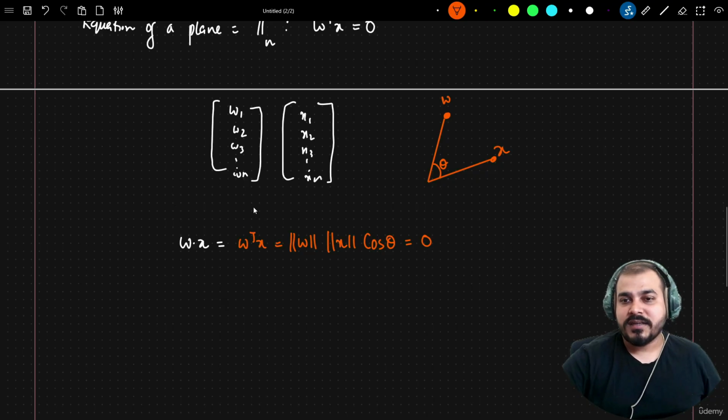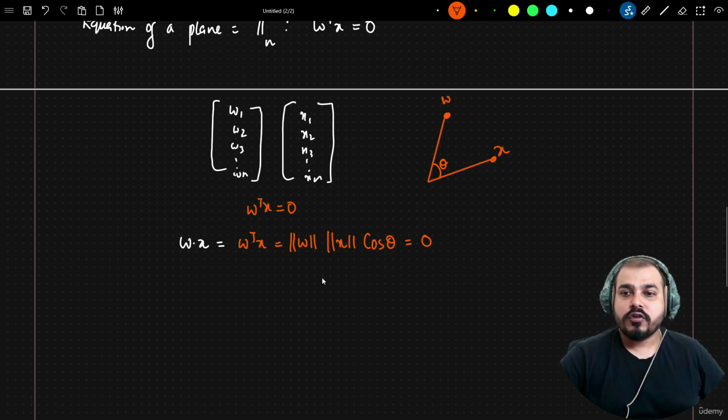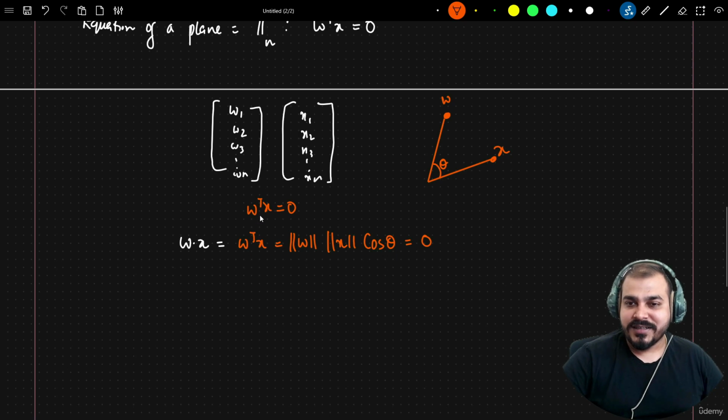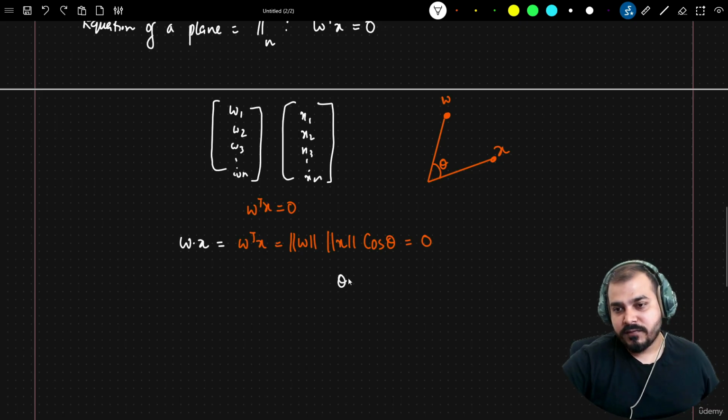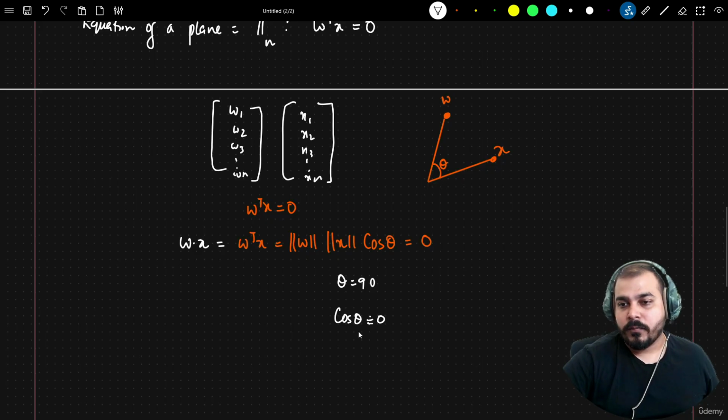Because my W transpose X is equal to 0. Through linear algebra, we can definitely represent this equation as magnitude of W multiplied by magnitude of X multiplied by cos theta. Now, you need to understand when cos theta will be equal to 0. Obviously, when theta is equal to 90. Suppose theta is equal to 90, then my cos theta will be equal to 0, right?